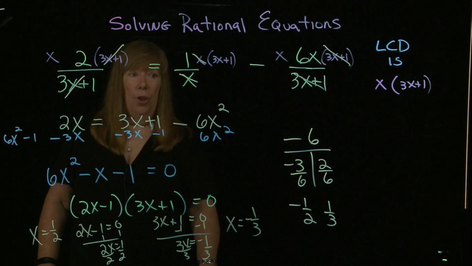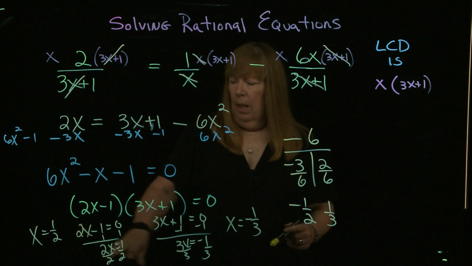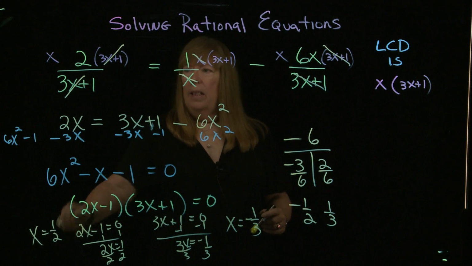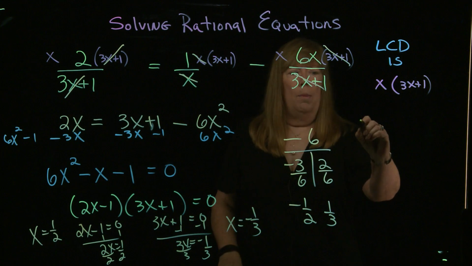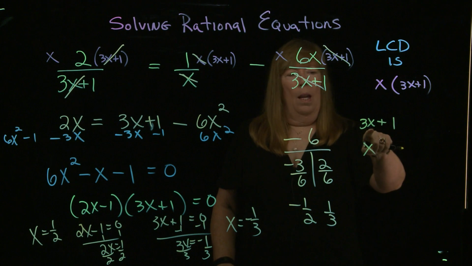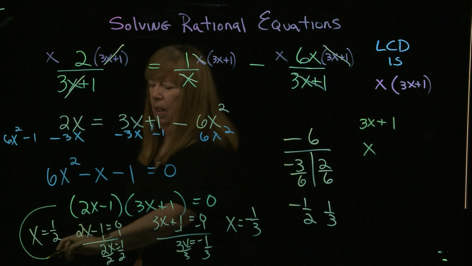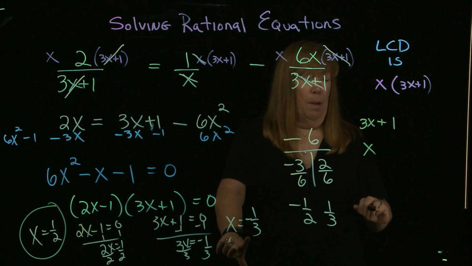But again, we have to check our answer and make sure that it works. I don't see any problem with this x equals 1/2. Look at our two denominators. They were 3x plus 1 and x. Plugging in a 1/2 is not going to create any problems. This is going to be a solution. This one I'm a little worried about.